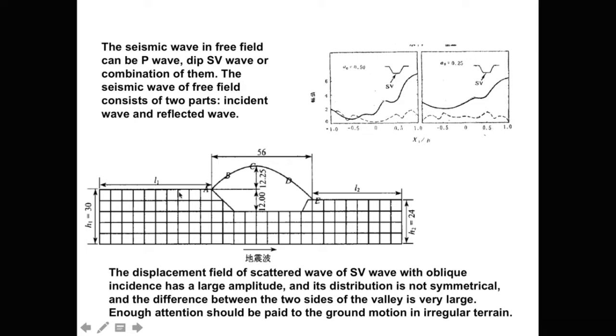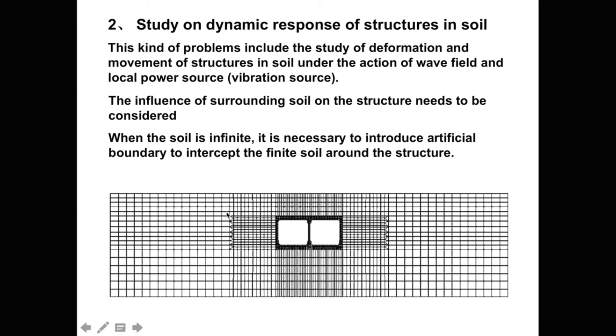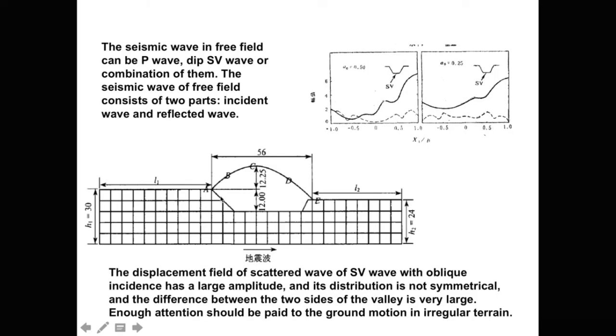You'll see in this figure, the earthquake transmits from the left to the right hand. And in the soil, we can find a large structure, and that means inside this structure, there's no soil. Then between the structure and the soil, there's a joint surface. When the wave reaches the joint surface, there's a reflection or deflection.